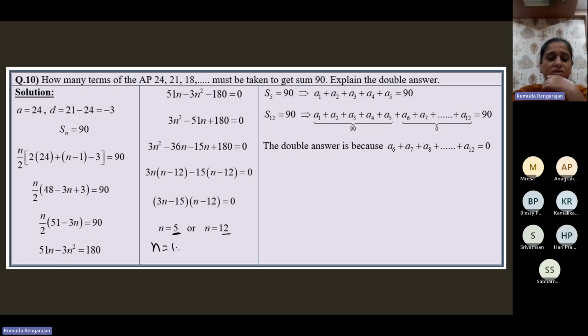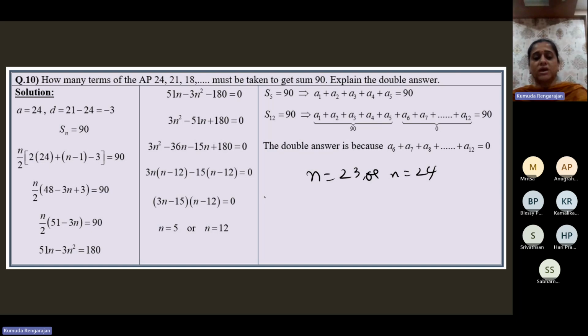Supposing you have n is 10, n is 25. So after 10 is 11. The sum of all the terms from the 11th to the 25th is 0. That will be the reason for the double answer. The other case can be the two values for n are consecutive numbers, like n is equal to 23 or n is equal to 24.